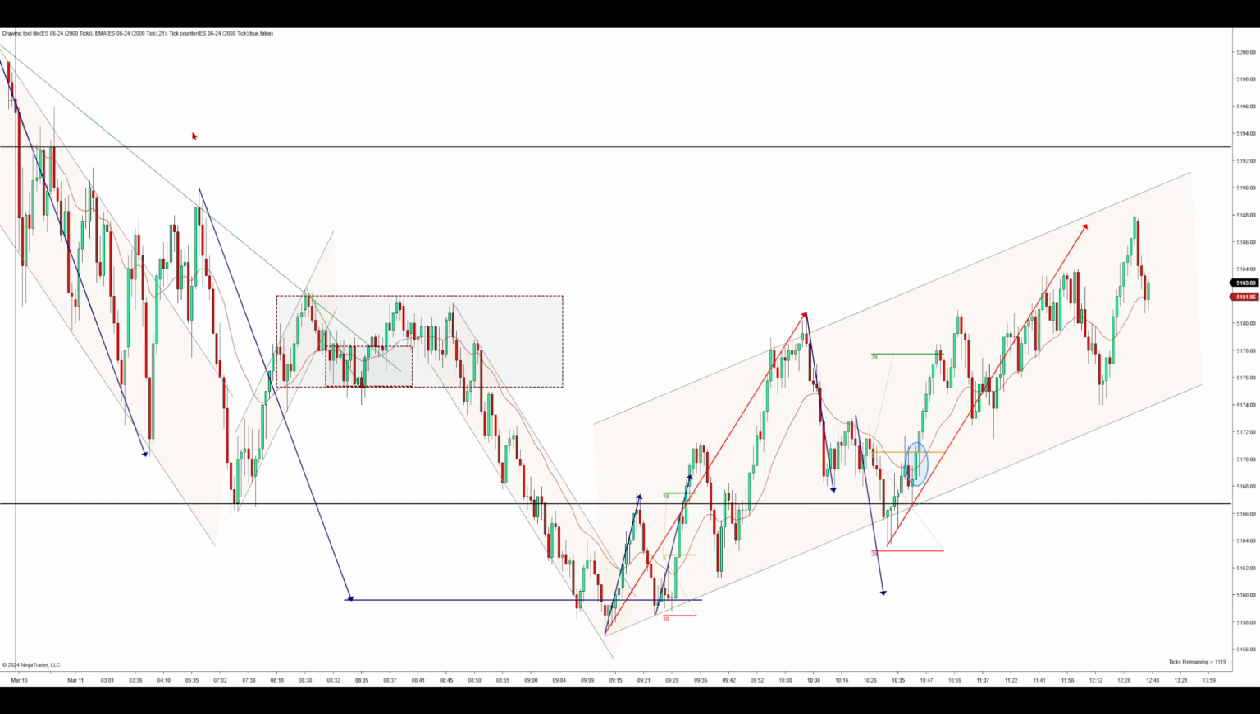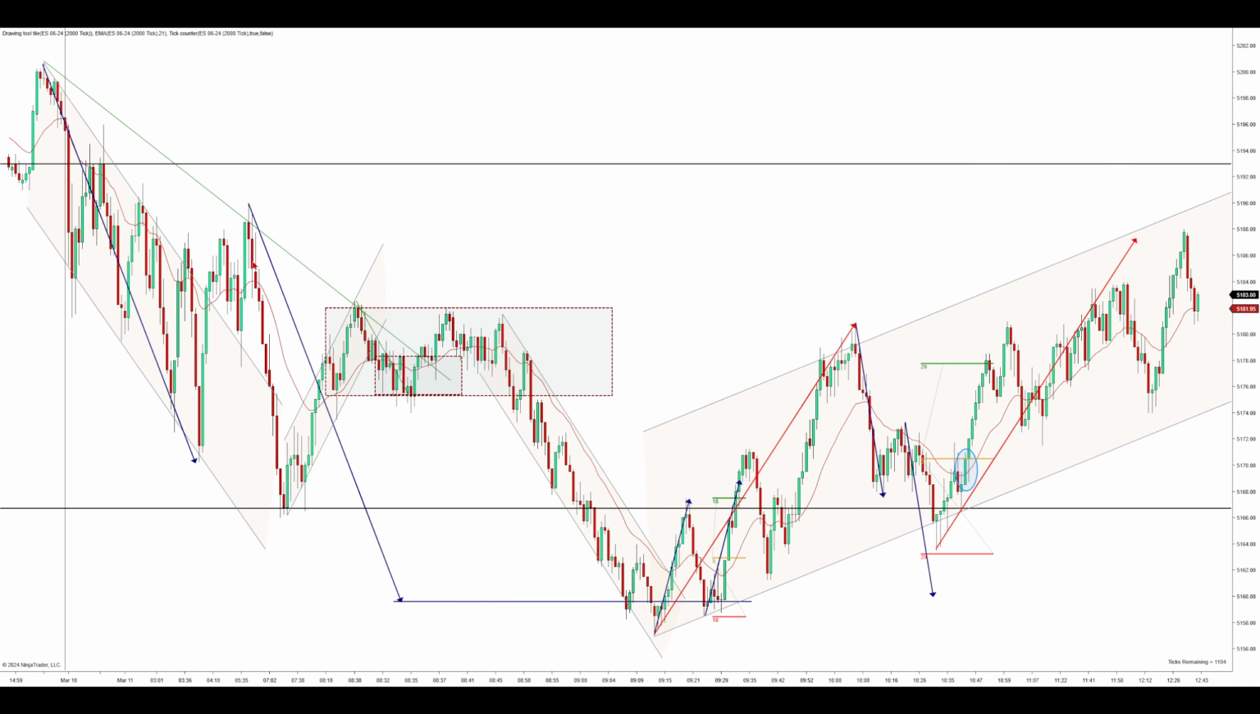Now starting off, we have this downtrend. We get a break and a push to a new low. So this is how trends play out. When a downtrend has a break and a push to a new low, it's considered played out, and you can expect price to attempt to reverse.